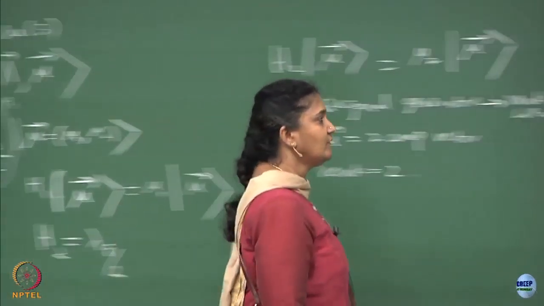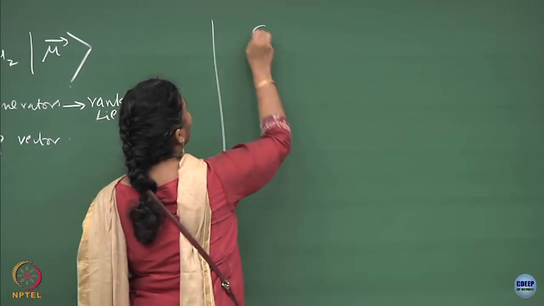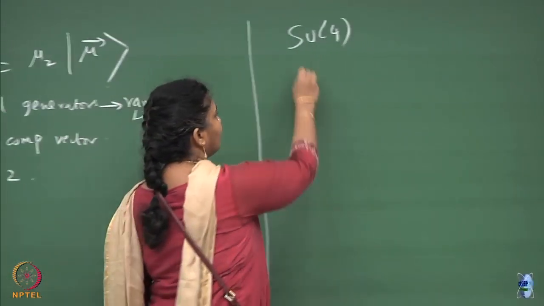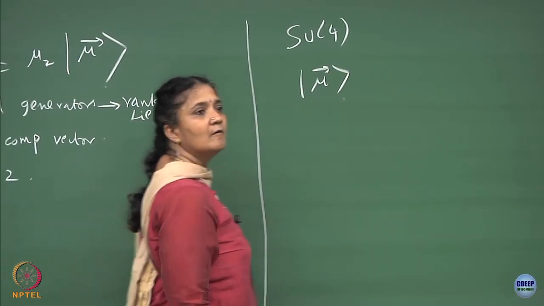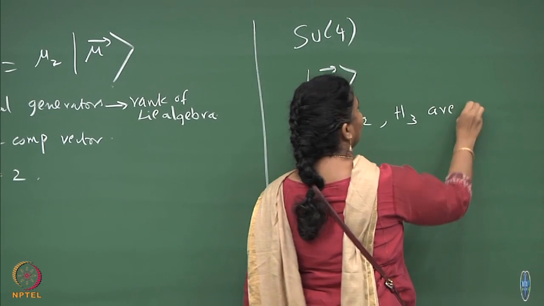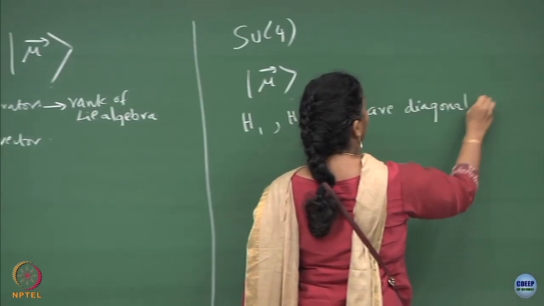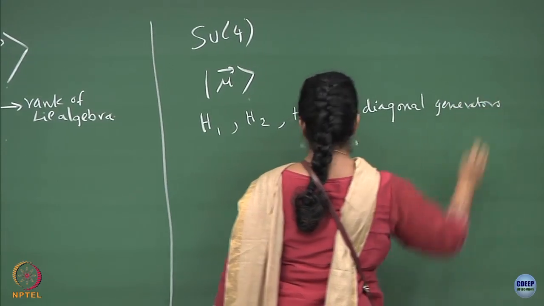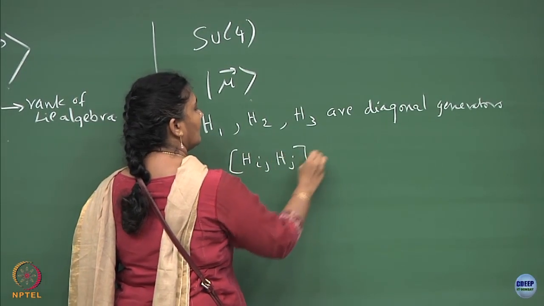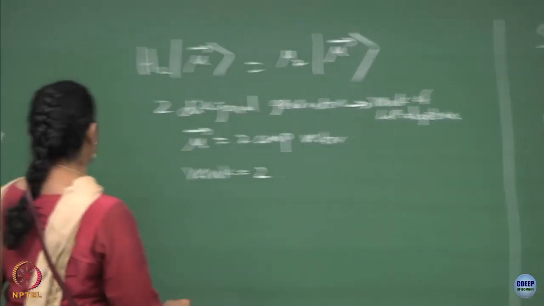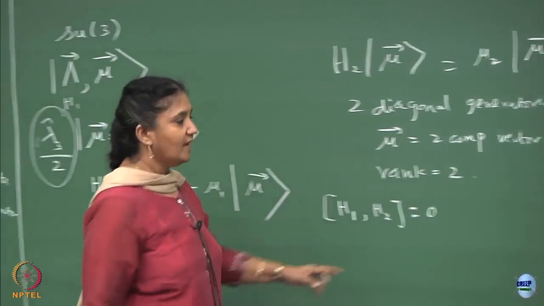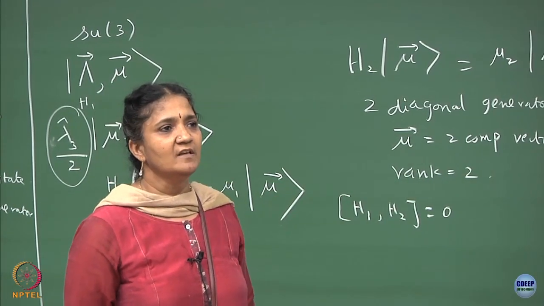Now, tell me how you will extend it for SU(N). You can do SU(4), right. So you will have a mu vector. You will have H1, H2 and H3 as diagonal generators. So any commutator of Hi with Hj will be 0. Here it is H1, H2 is 0. Then any i and j, which is 1, 2 and 3, they will commute.